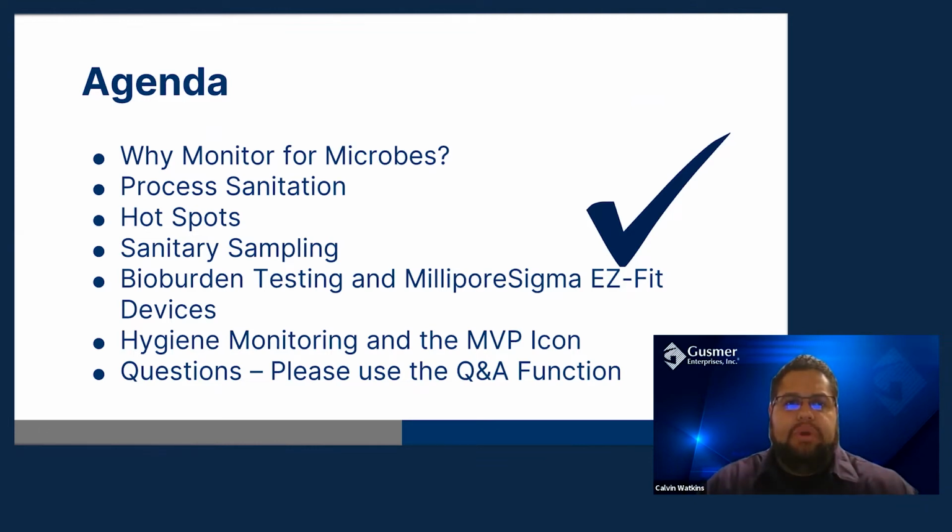So just a quick agenda. We're going to go through why we want to monitor for microbes in the winery. We're going to talk about process sanitation and what a good process sanitation program might look like. We're going to look at hot spots or problem areas, common ones in the winery. We'll look at sanitary sampling, and we'll also look at testing and monitoring using the Millipore Sigma Easy Fit devices and the MVP icon tool.